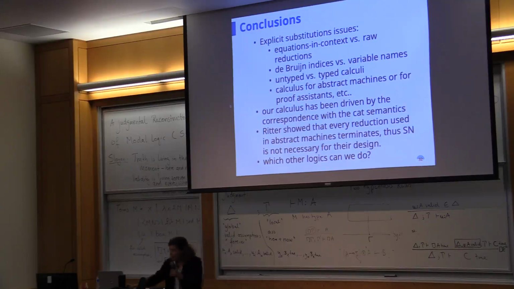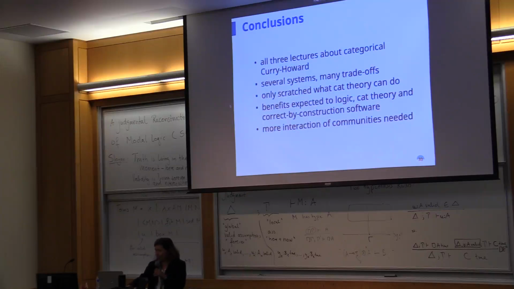I'm very much willing to talk to you, but so, final conclusions. All three lectures are about categorical Curry-Howard. There are several systems and many trade-offs. Some of them I presented, some I have not. I think I only scratched what category theory can do for you, right? As I said, there's all this stuff about fibrations. There's this thing about index categories being a simpler kind of fibration, but there's an awful lot more that you can learn about in category theory.